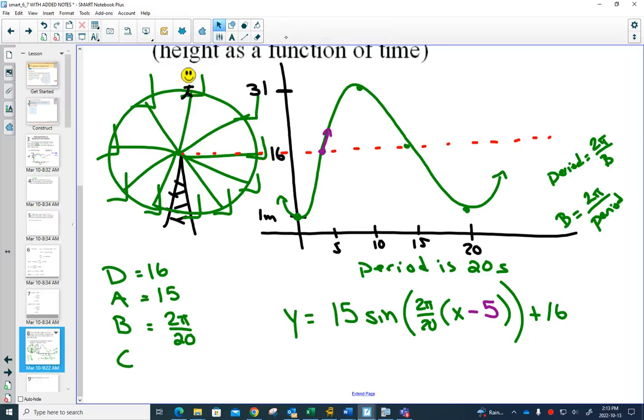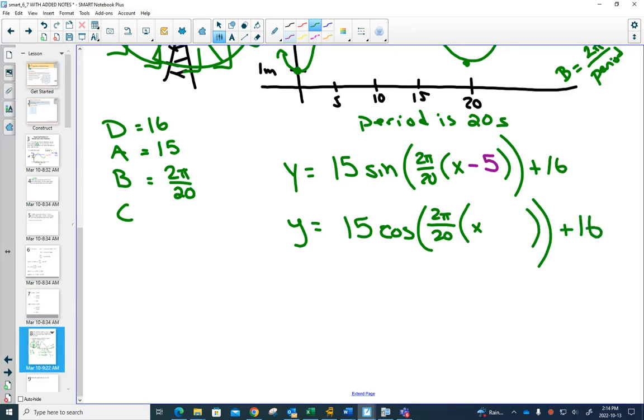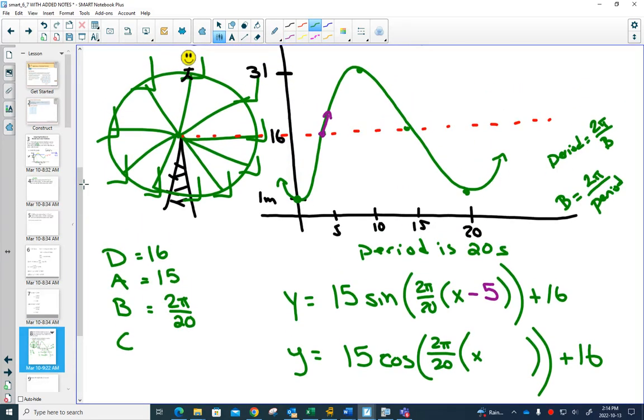Let's say I wanted to do a cos graph. Y equals, the amplitude is still 15. The period is the same, so the b value is still 2 pi over 20. The d value is still 16. But where does a cos graph start? At a maximum. Can we find a maximum? I'm going to do this in black. Here's the maximum. When is that? With a shift of 10 to the right.